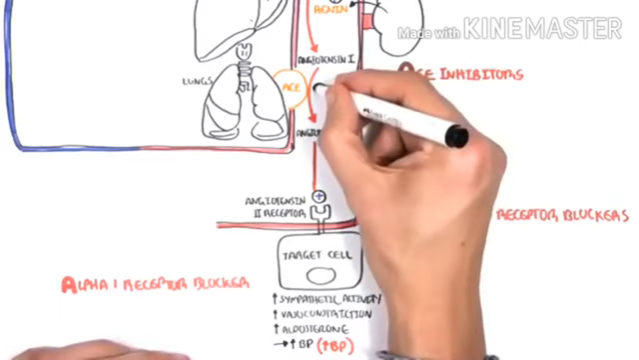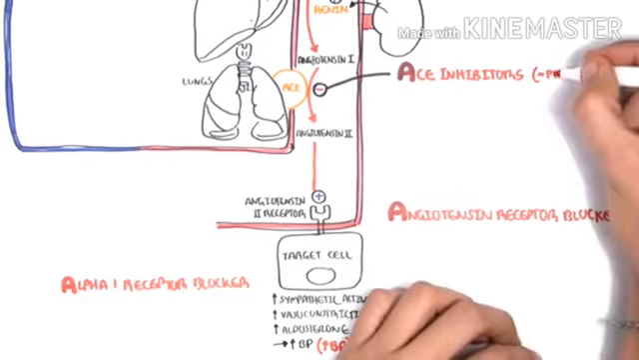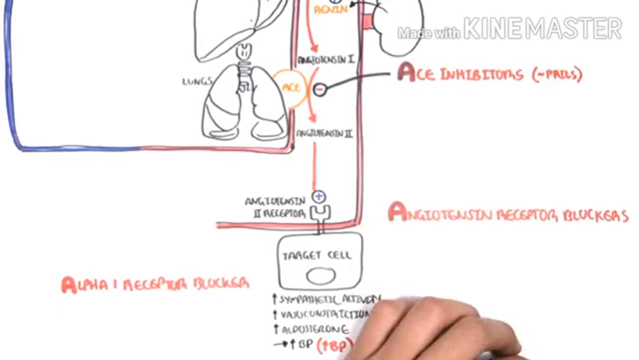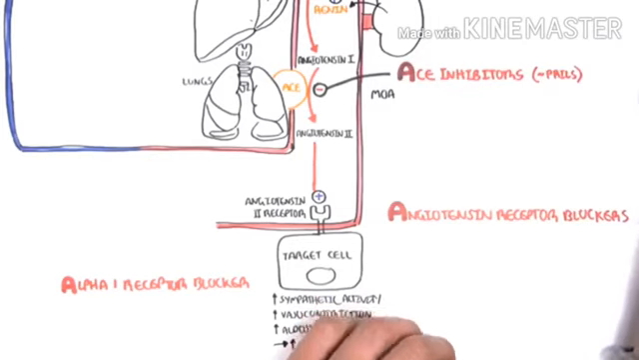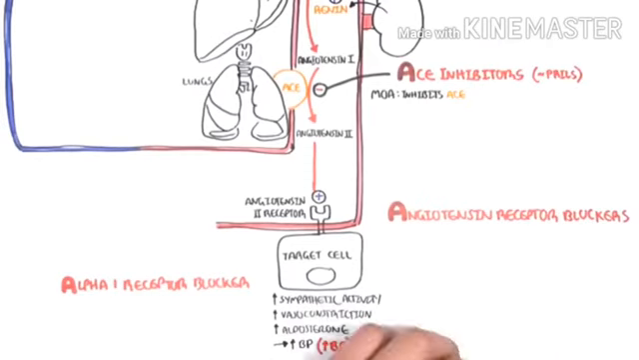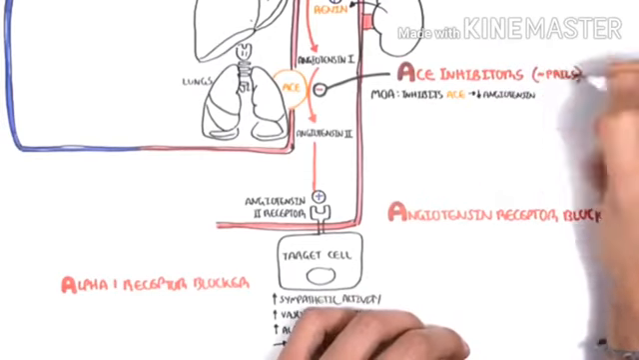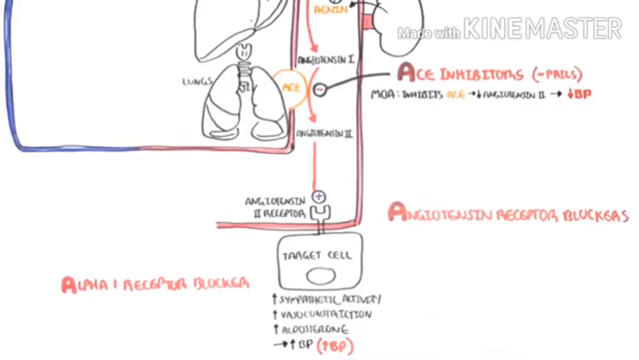Drugs like ACE inhibitors act on the angiotensin converting enzyme present in the lungs and thereby block it, decreasing the formation of angiotensin 2. The ACE inhibitors end with 'pril': captopril, enalapril, lisinopril, and so on. The mechanism of action is that they block the angiotensin converting enzyme, thereby inhibiting the formation of angiotensin 2. By inhibiting its formation, it will not bind to the target cell, and thereby decreases the blood pressure.